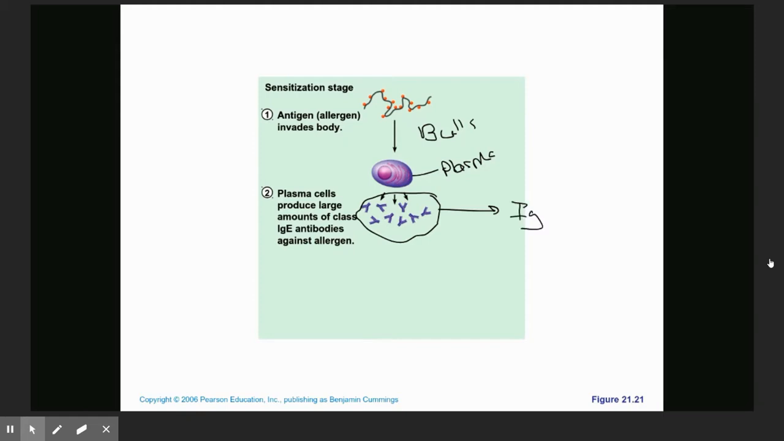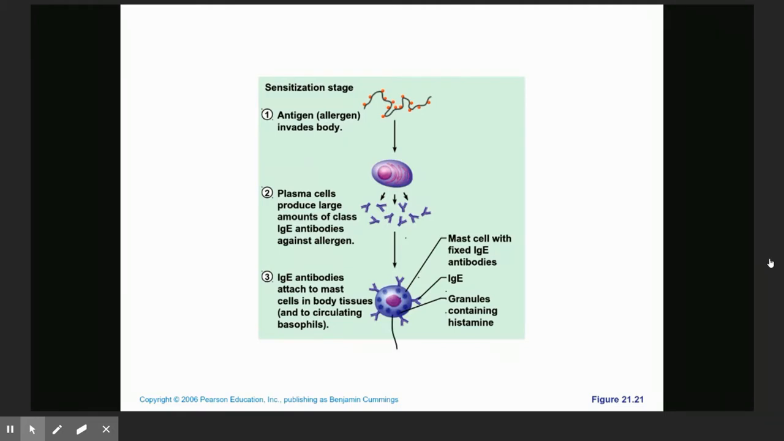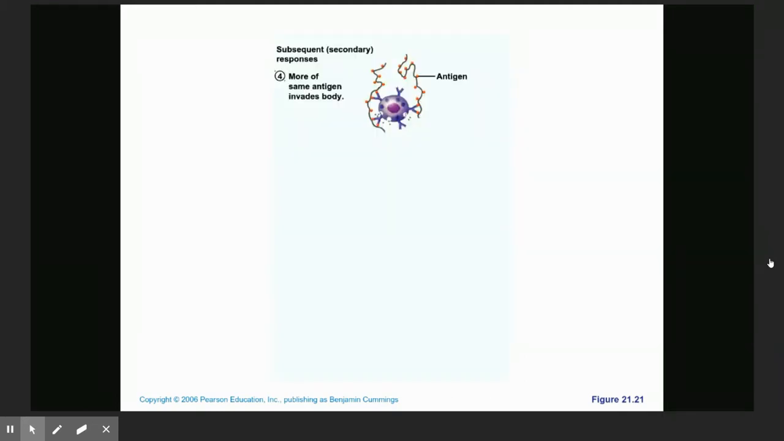And remember we talked about IgE when we talked about the different types of antibodies? It's the only one that can attach itself to basophils and mast cells. So remember, basophils and mast cells have tons of granules, and those granules contain histamine. So what happens the next time you encounter this antigen, this histamine is going to be released. So it looks like this. There's the second time, the next time, the third time, the fifth time, or whatever. It's going to attach here, and we're going to release histamine.